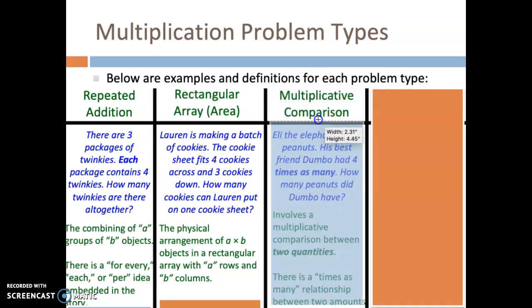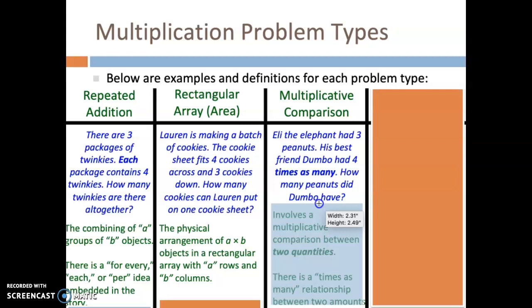Next one is multiplicative comparison. Multiplicative is a word that you're going to want to rehearse saying. It is a mouthful. So here's the story problem. Ellie the elephant had 3 peanuts. His best friend Dumbo had 4 times as many. How many peanuts did Dumbo have?